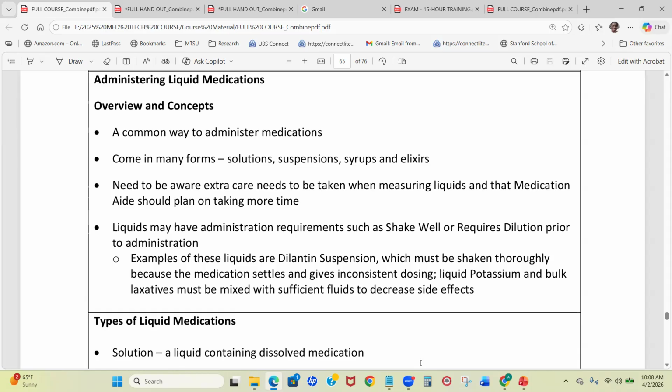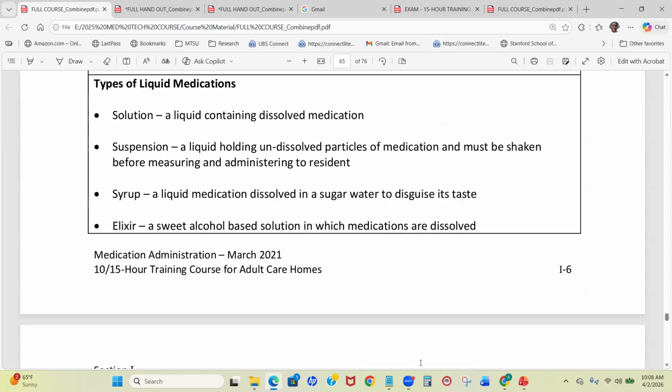So liquids like Dilantin suspension, it will tell you shake well. When you have liquid potassium or a bulk laxative, it must be mixed with sufficient fluid to decrease side effects. All the instructions will be on the package. Make sure you are reading it and you follow the instructions on it.